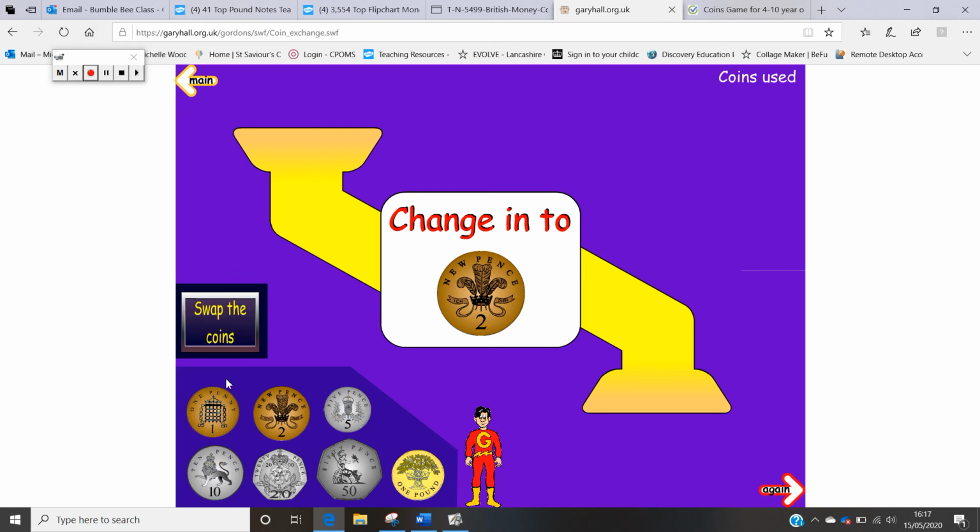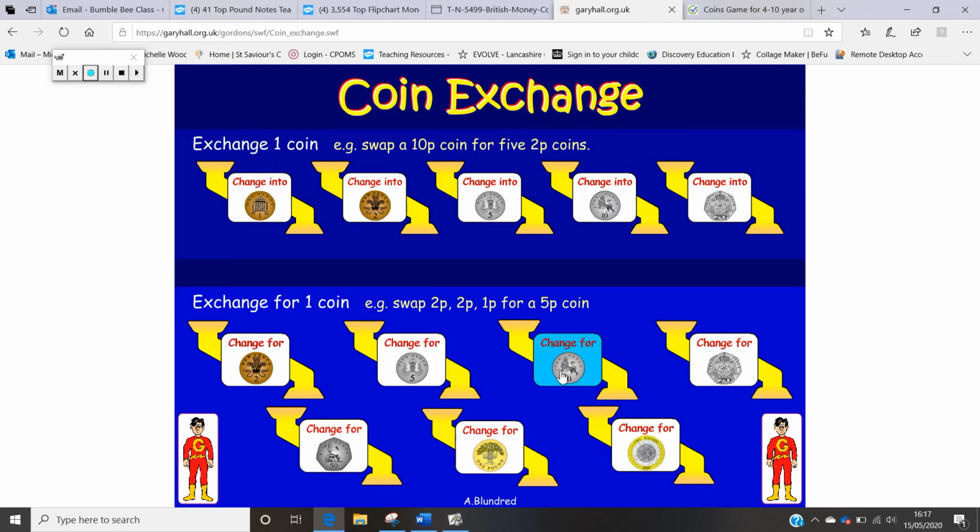Okay, so let's have a see what happens when I put a 5p coin in. It won't let me swap the coins. Let's see if I put another one in. It won't let me swap the coins. Why do you think that might be? Is that because I put too much into my machine? So have a think about the coins that we could use to make 2p. Once you've had a go at each one, move through.